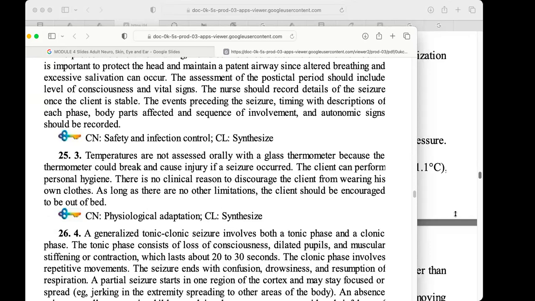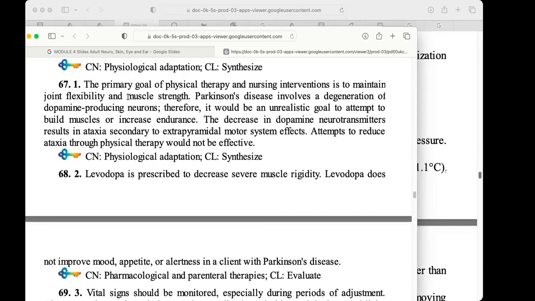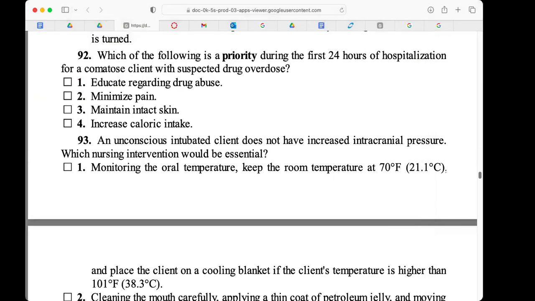Hello, can you guys unmute yourself? We cannot see the question. There's not a page on top of it. Oh, okay. What about now? Yes.